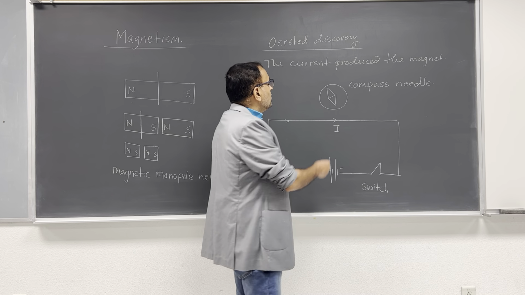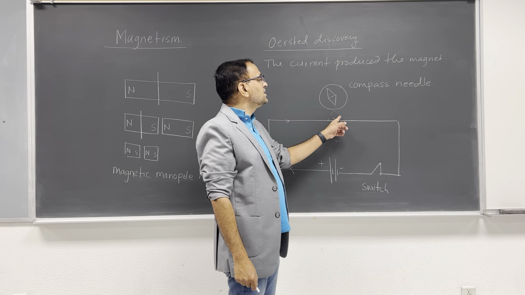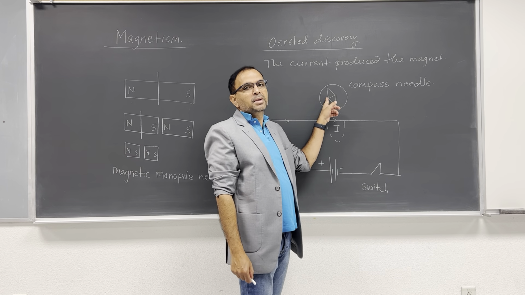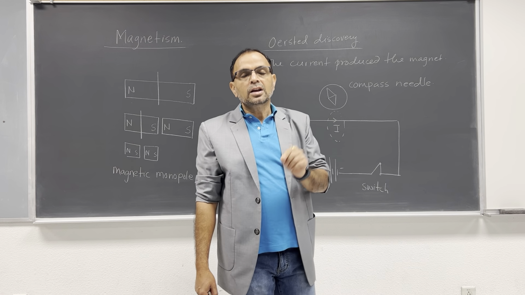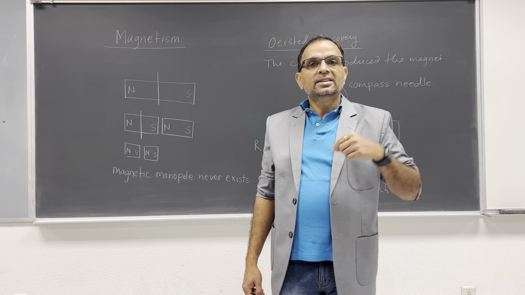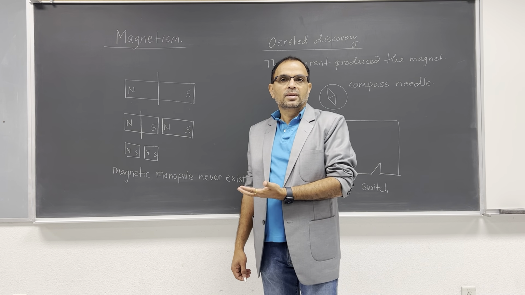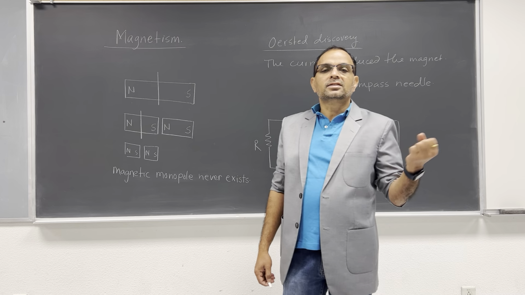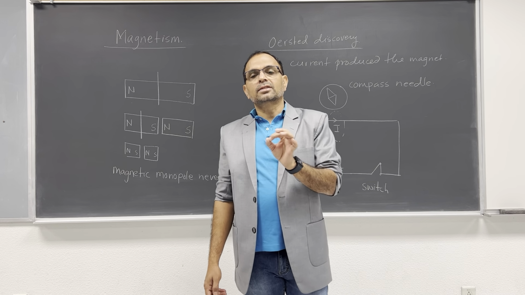So you have a magnet here, right? The magnetic field right there. So this magnetic field is responsible for deflecting the compass needle. That means the current produced the magnet. Is the reverse true? Does a magnet produce current? We'll talk about it in Faraday's law of electromagnetic induction. So for now I can say yes, but there is some condition.